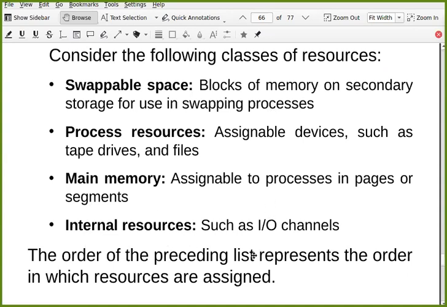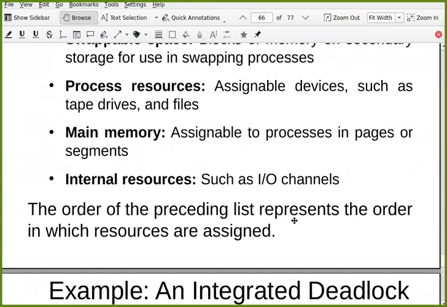So now we have created groups, and between these groups there is a linear ordering. This is the lowest order, this is the highest order, likewise. I hope you remember circular wait avoidance, how you can break the circular wait by applying linear ordering between the resources. Now we are applying linear ordering between classes of resources. So if any process has acquired a resource from this class, now it can ask for a resource from this class or this class, but it cannot ask for a resource from this class. That is the meaning of linear ordering. So the order of the preceding list represents the order in which resources are assigned.